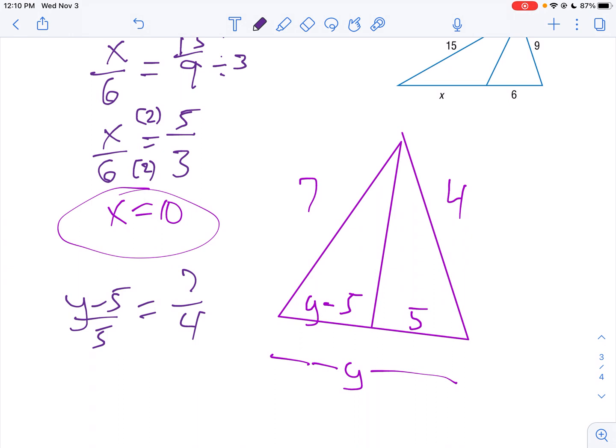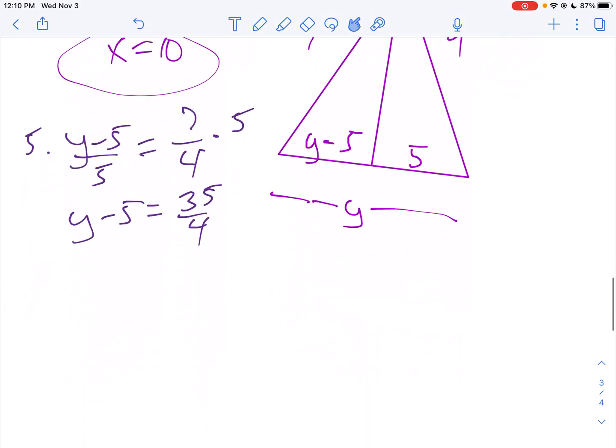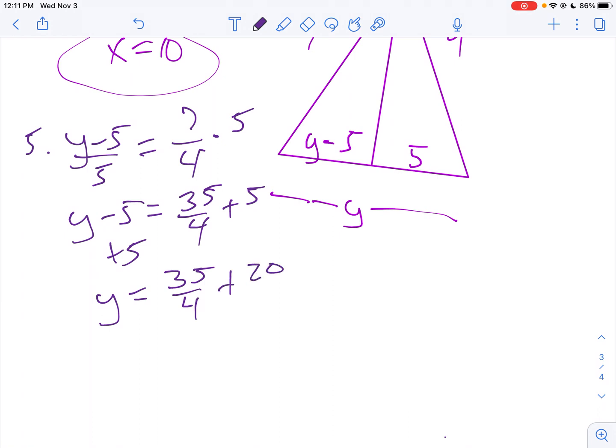So I'm going to multiply both sides by 5. It doesn't reduce, so I get y minus 5 equals 35 over 4. Then to solve for y, I'm going to add 5 to both sides. Now I need a common denominator. So y equals 35 over 4 plus 20 over 4, because 20 divided by 4 is 5. So in other words, y is 55 over 4.